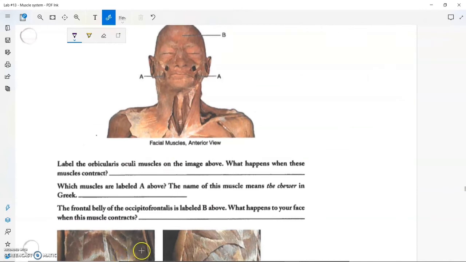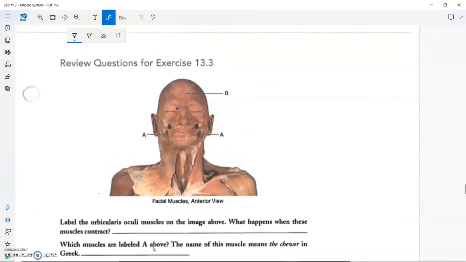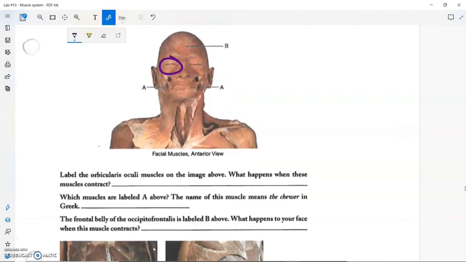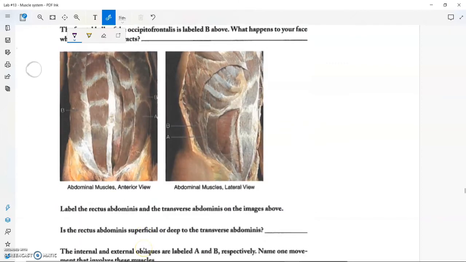Now, review questions here. Orbicularis oculi muscles are here. When these muscles contract, you blink. Muscle that is labeled A is the masseter. It's a chewing muscle. And frontal belly of occipitofrontalis is responsible for elevating the eyebrows.